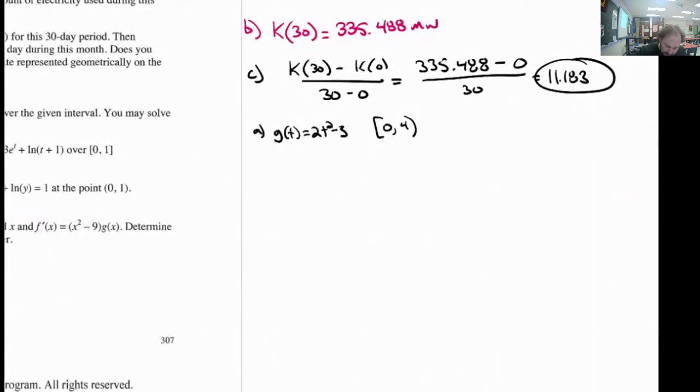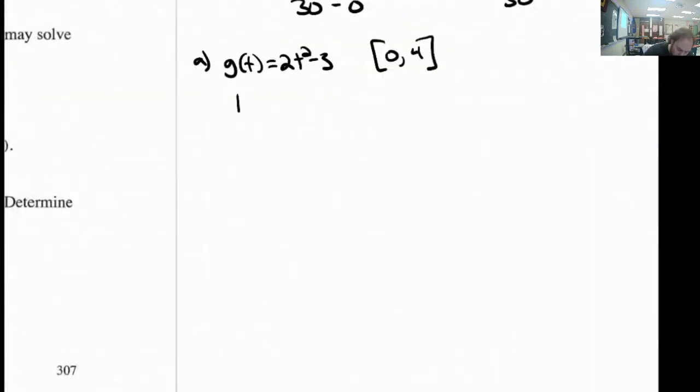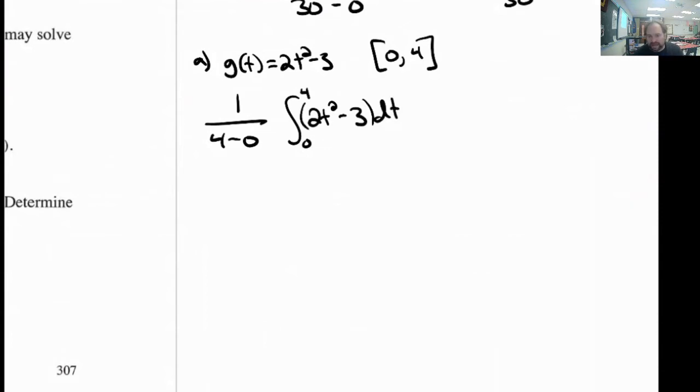Now, we've done a lot of this average value stuff. This is good practice for you to use this formula. It's a really simple formula. It's 1 over 4 minus 0 times the integral from 0 to 4 of 2t squared minus 3 dt. And this is easy enough to do by hand. We'll use the calculator if we need to, but this is 1/4 times the antiderivative, which would be 2t to the third over 3 minus 3t, evaluated from 0 to 4.